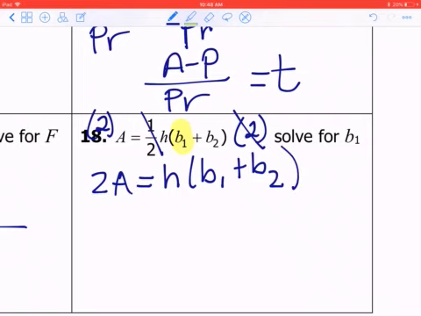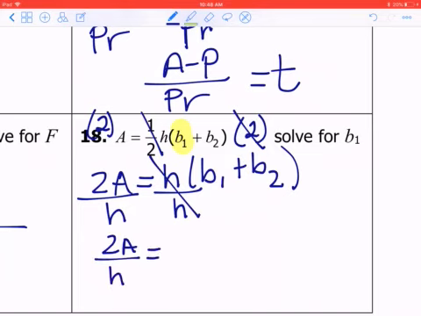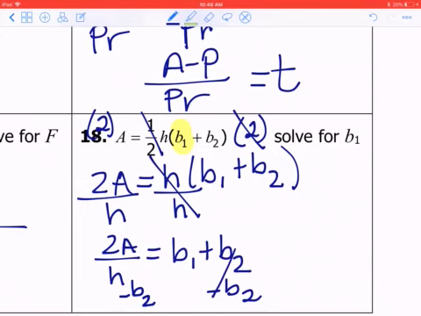Okay, to get rid of the h, you're going to divide, and now my h's cancel. So 2a over h equals b1 plus b2. Still solving for b1. Because it's plus b2, I'm going to subtract it. We know this cancels, and my answer would be, and I ran out of room, b1 equals 2a over h subtract b2.